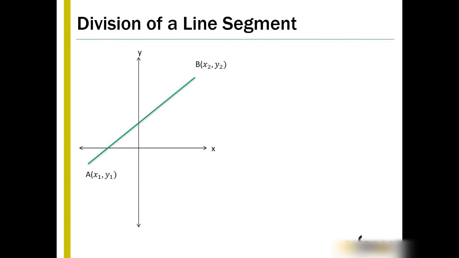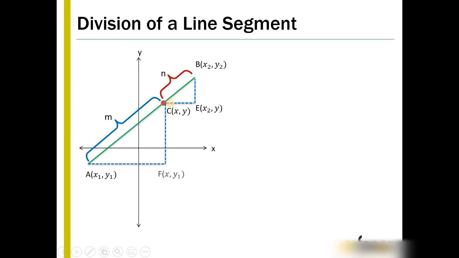Here's a point A (x1, y1) and a point B (x2, y2). Let's try and divide this line into two parts using this point here, C (x, y). If the ratio of the two parts is m to n, then we can create a triangle here using the coordinate E, which is x2, to match this coordinate, and y to match this coordinate. And we can create a triangle here using the point F (x, y1), where x matches this coordinate and y1 matches this coordinate.